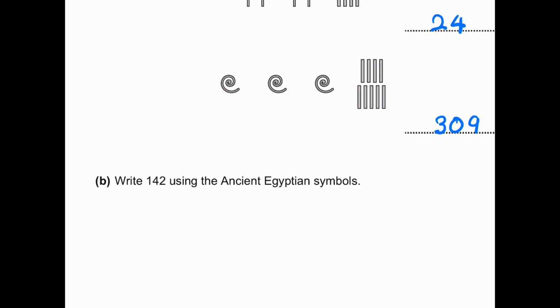B. Write 142 using Egyptian symbols. So we'll need to do 1 swirly, 4 U-shaped, and 2 rectangles.